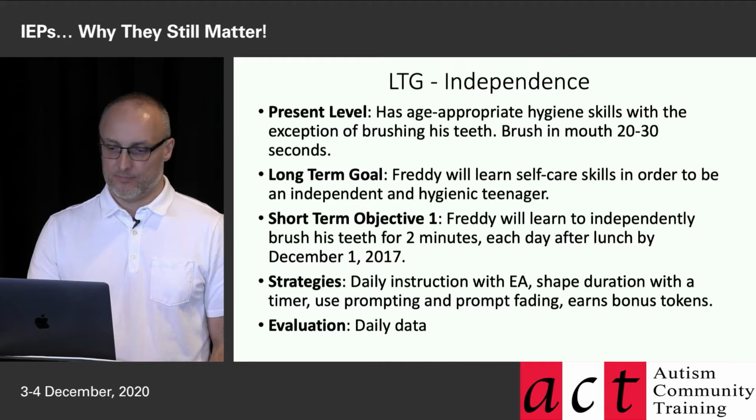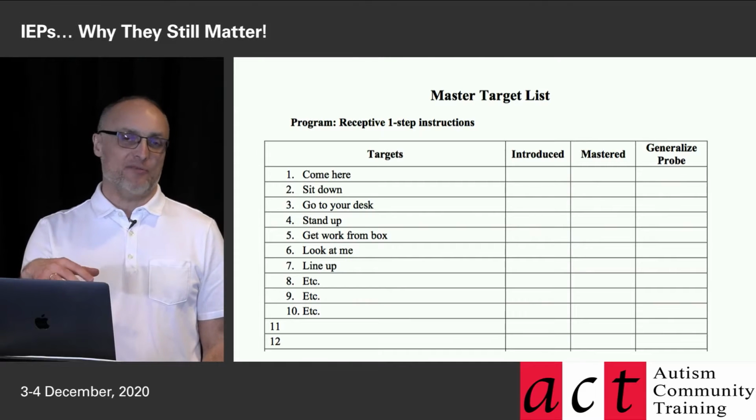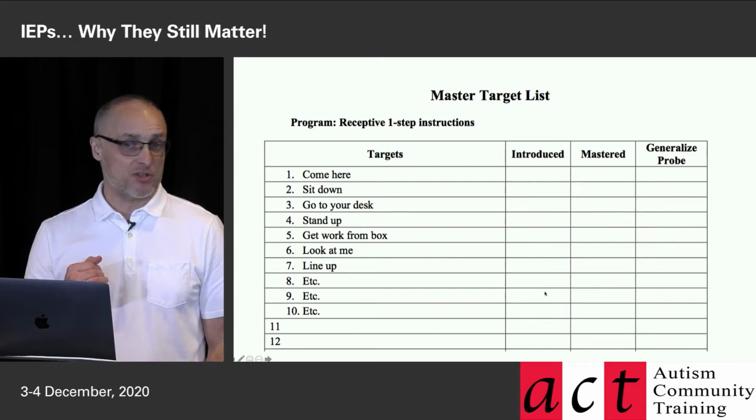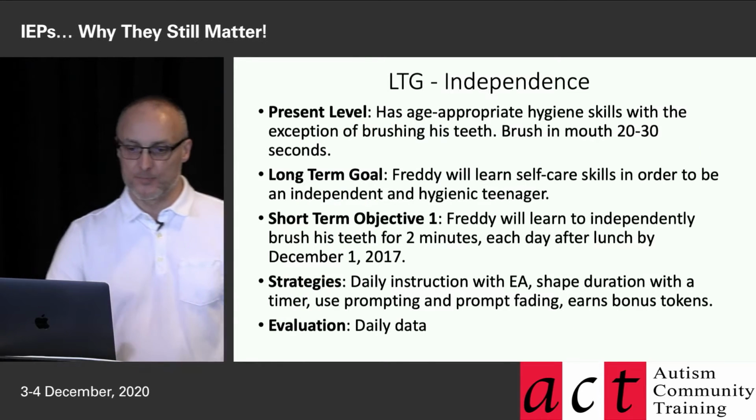Oh, I don't have the data for that one, sorry. So all you would see here, there's no graph that goes along with this one, but you would be able to see this can be sufficient data, that it was introduced and mastered, and by a certain date, you'll see that you've achieved X number of single-step receptive instructions, and then you ask the question, what's the next evolution? Where do we go from here?